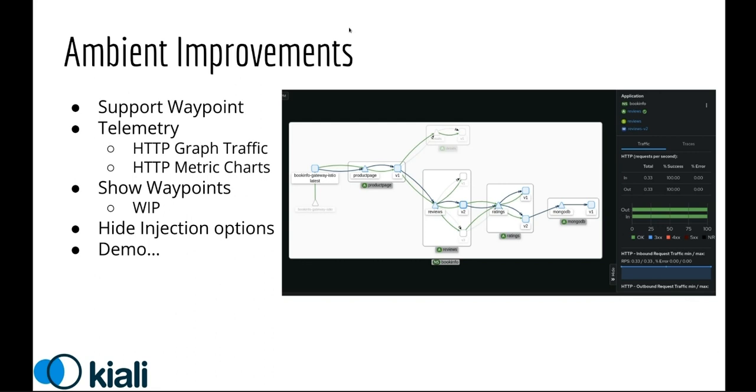So in Istio 1.22, it changed the way this component reports the telemetry. And one of the things that you can see in this version is the HTTP graph traffic that's coming from a waypoint, and also the metrics charts. Another thing that we have been working on is how to show these waypoints in our graph, but this is still a work in progress. And another thing was to hide the injection options when we are in an ambient namespace, because it really doesn't make a lot of sense. So I'm going to show this in a demo.